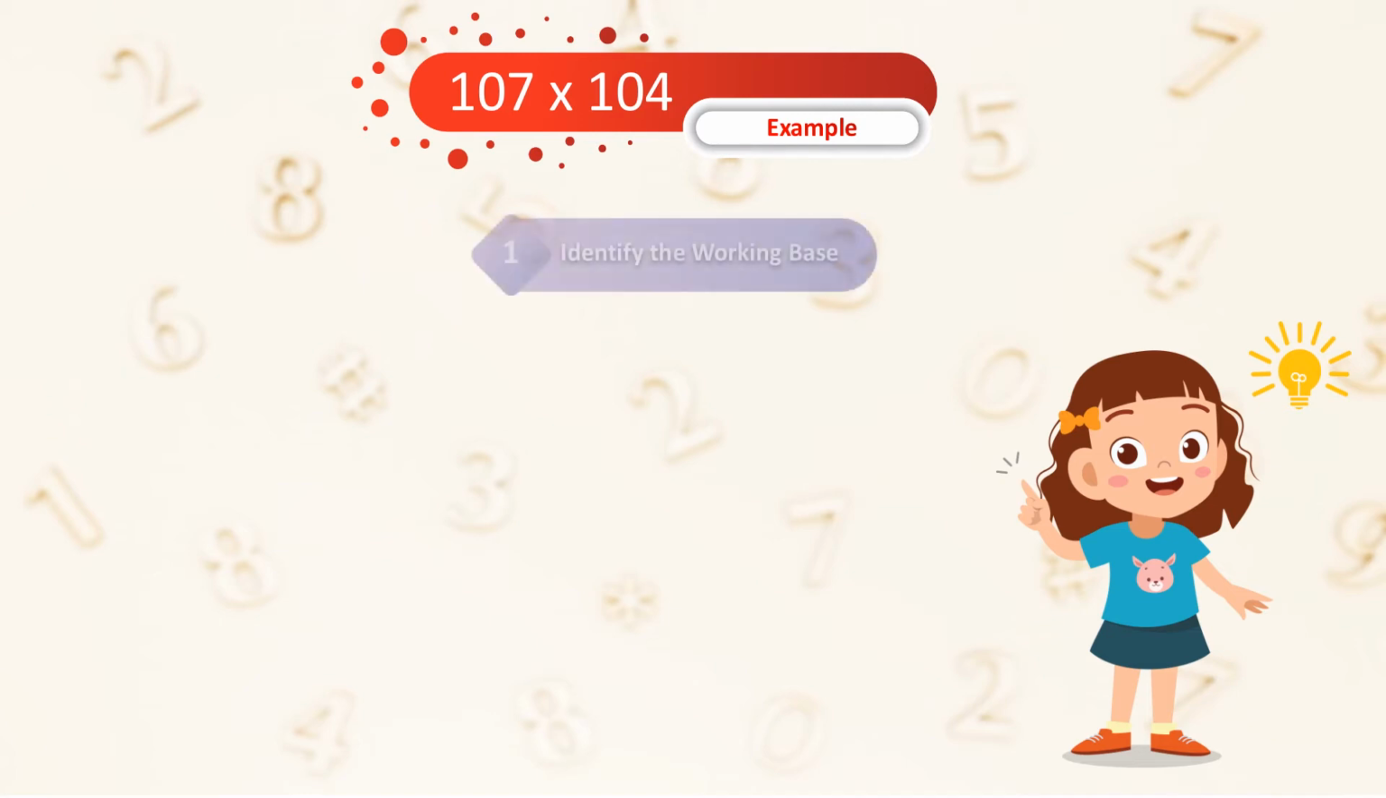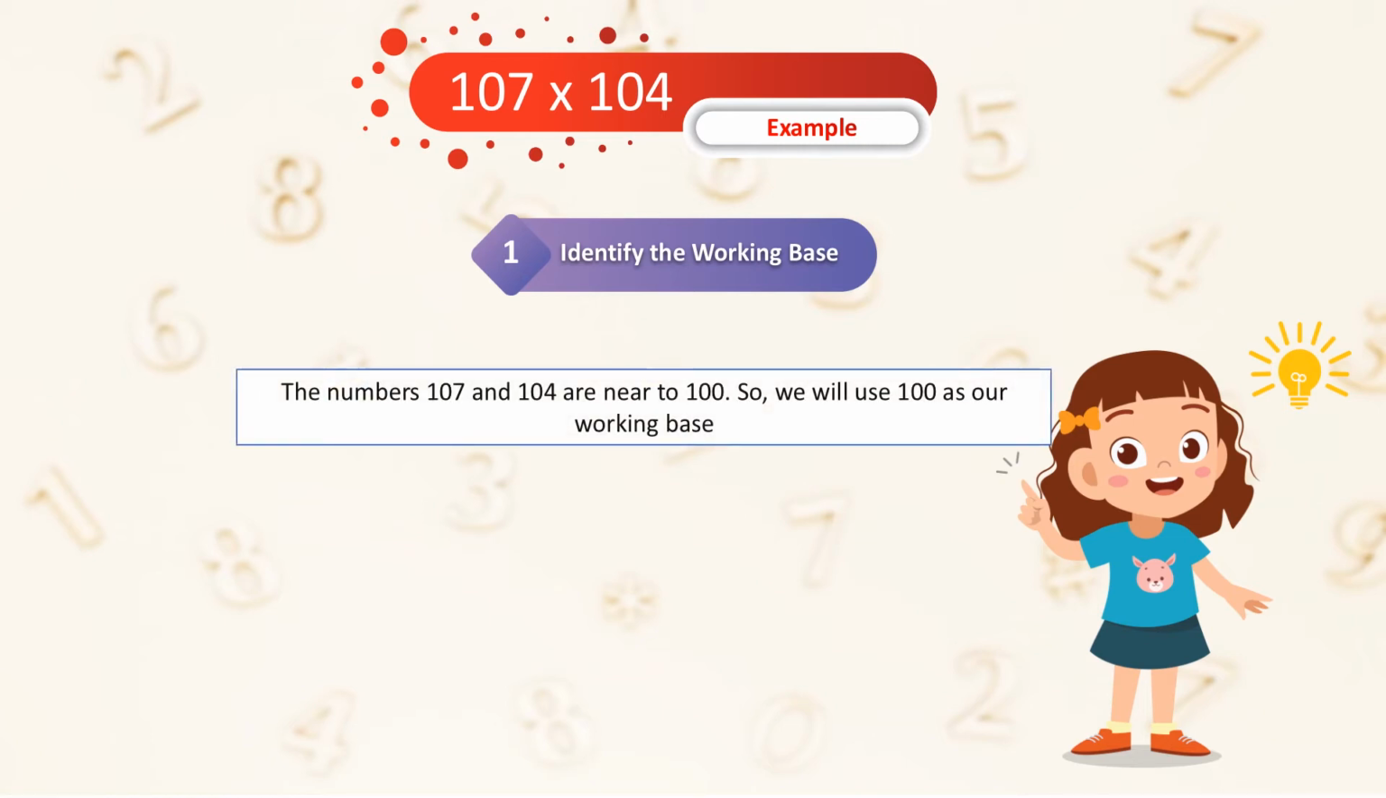So the step 1 is to identify the working base. 107 and 104 are near to 100, so we will use 100 as our working base.